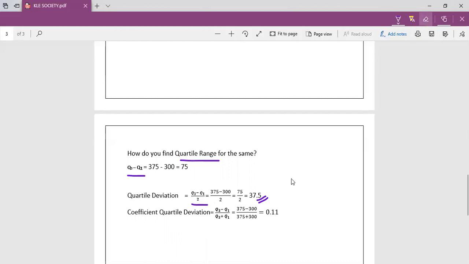Next, when you are asked to find out coefficient of quartile deviation, the formula is (Q3 minus Q1) divided by (Q3 plus Q1), which is equal to (375 minus 300) divided by (375 plus 300), which is equal to 0.11. 0.11 is going to be your coefficient of quartile deviation for this particular problem. So this is how you solve this problem.